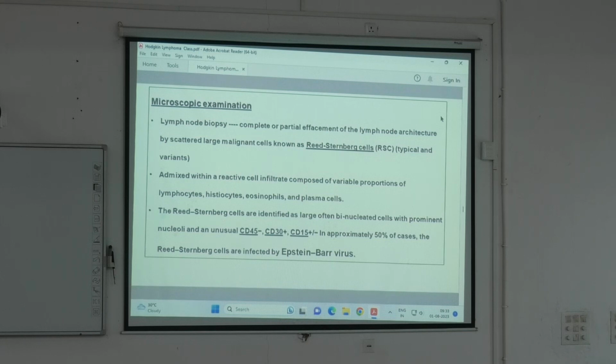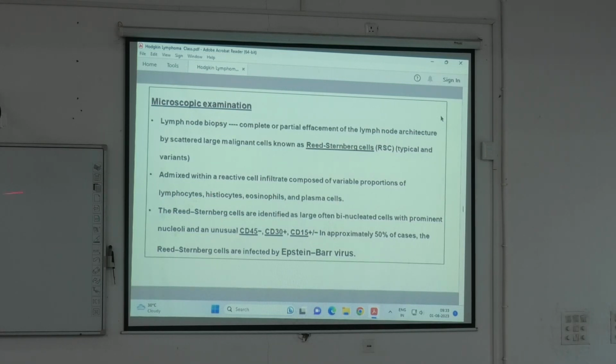So microscopically, when you do the biopsy, there is complete or partial effacement of the lymph node architecture. The normal architecture is follicular. When it is affected by the disease, it may be a nodular or diffuse type, whatever the stage or subtype, and the lymph node will present on cut section that way. Microscopically, there are scattered RS cells, with different types of RS cell in the different subtypes. So this is the characteristic.